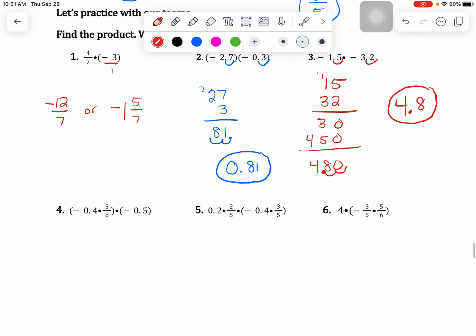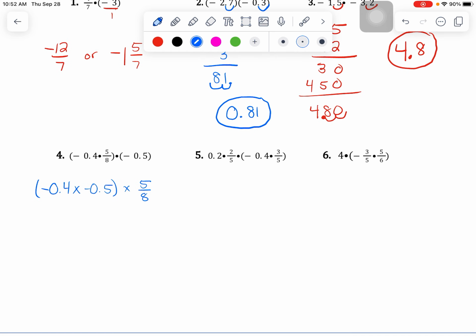All right, looking at the bottom problems, I am going to do a little rearranging here to make my life easier. So I'm going to start by multiplying the two decimals. So negative 0.4 times negative 0.5, right? And then I'll multiply it by the 5/8 after. So if I multiply this, right, I'm pretending those decimals don't exist. 4 times 5 is 20. And when I put that back into place, I have to move my decimal twice. So I end up getting 0.2 or 2/10.